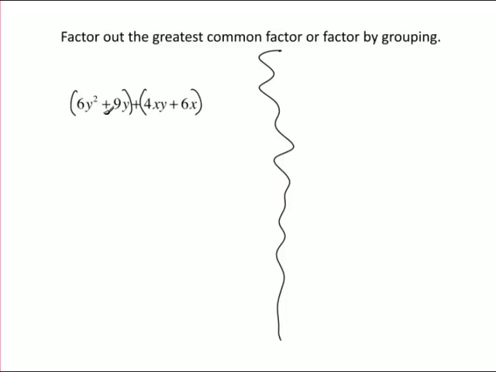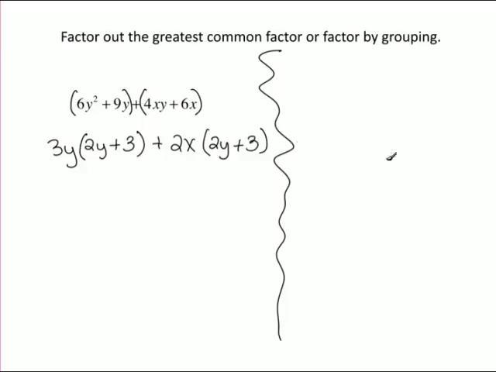So 6y squared and 9y have a 3y in common. If we factor out a 3y, we get 2y plus 3. 3 times 2 is 6, y times y is y squared, and then 3y times 3 gives you the 9y. With the next two terms, we see that they have a 2x in common. If we factor out a 2x, we get 2y plus 3. 2x times 2y gives you the 4xy, and 2x times 3 gives you the 6x.